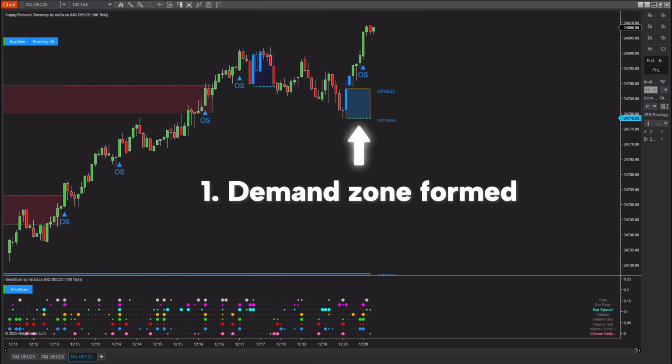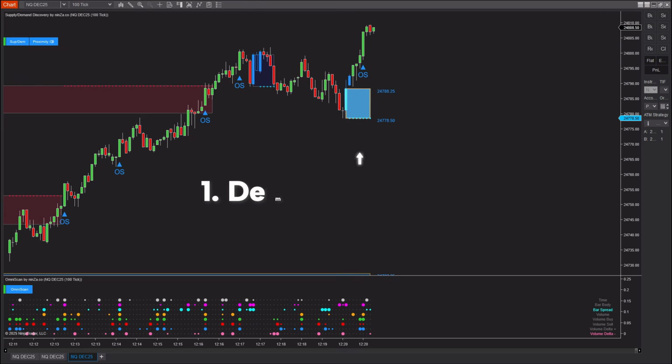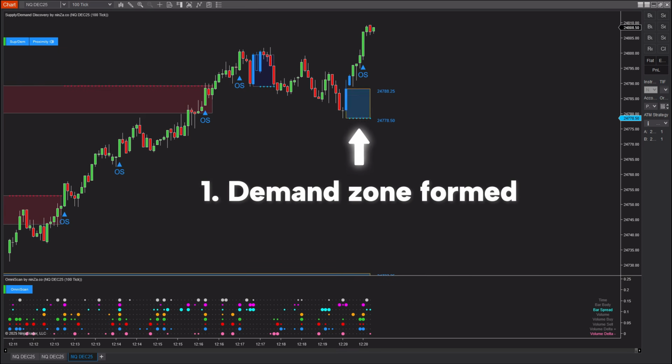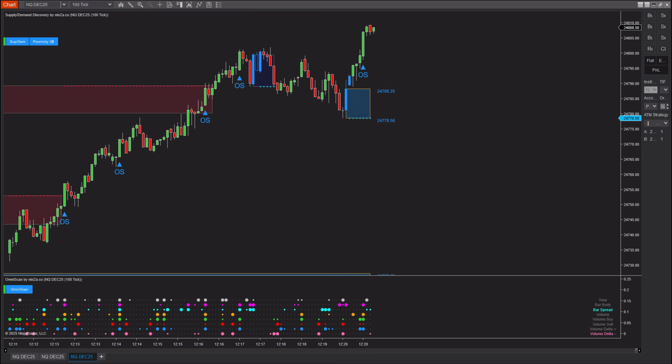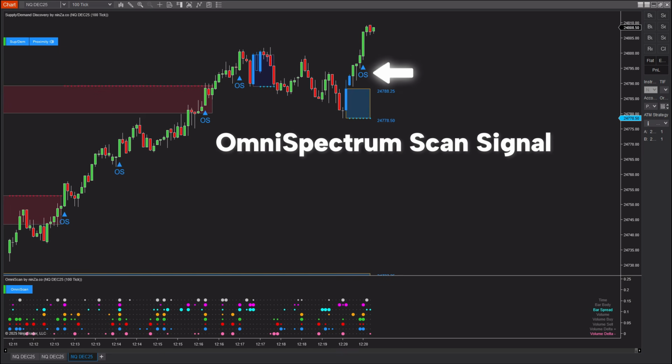In another scenario, after a demand zone is formed, we notice a buy signal candle triggered by OmniSpectrum Scan. This indicates that buying pressure is strengthening right at the demand area. The signal candle meets both buy volume max and body max, showing strong participation from buyers and a confident bullish push. This alignment reinforces the validity of the demand zone and provides a solid buy opportunity to enter the market.